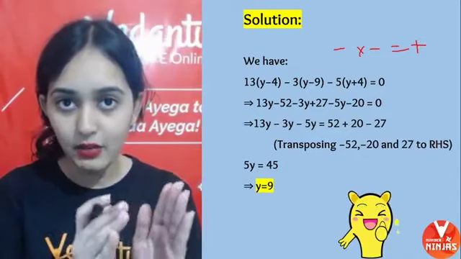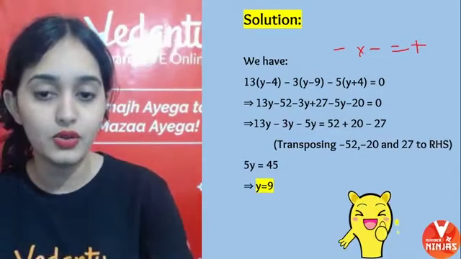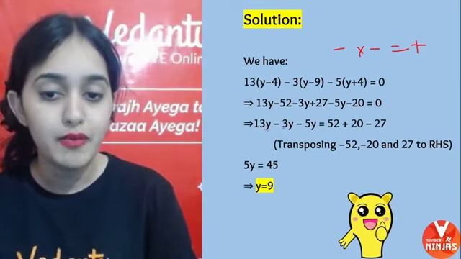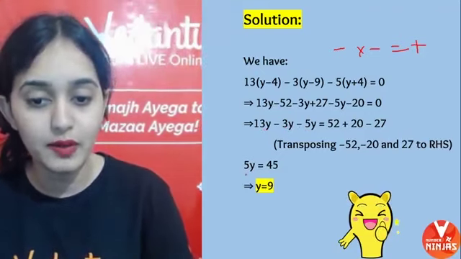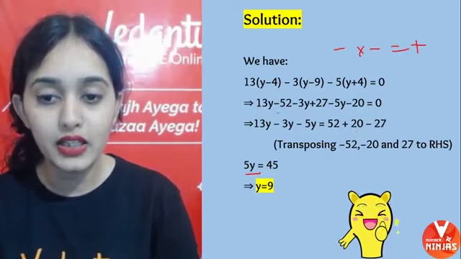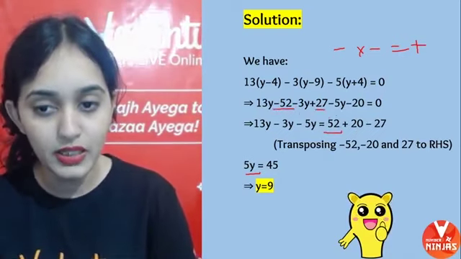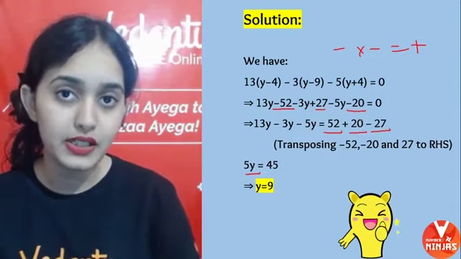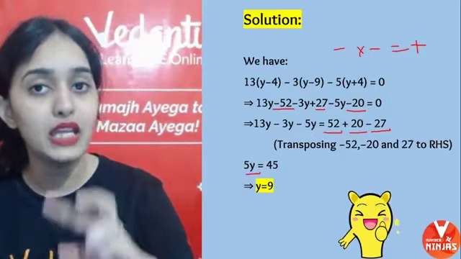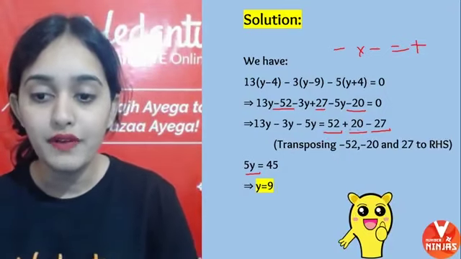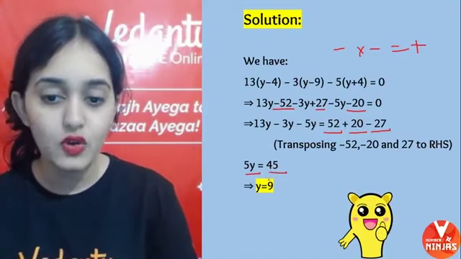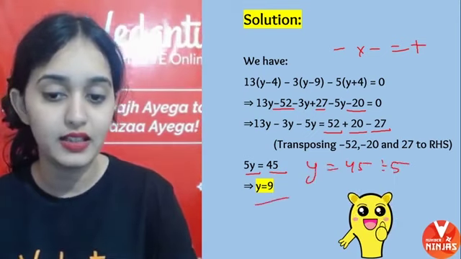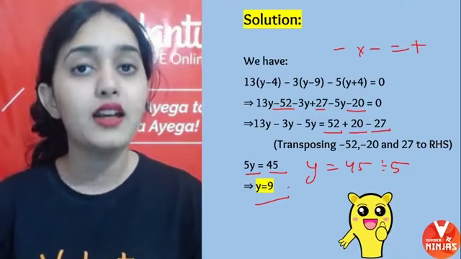Now bring all the y together, all the constants together. Okay. So 13y minus 3y minus 5y. It will become what? 13 minus 3, 10. 10 minus 5, 5. So it will become 5y. Now bring all the numericals on the other side. Minus 52 will become plus 52. Plus 27 will become minus 27. Minus 20 will become plus 20. Whenever a number goes to the opposite side, sign changes, right? Plus becomes minus, minus becomes plus. Okay. Now 52 plus 20 minus 27 is 45. So we simply get 5y is equal to 45. That means what? Y is equals to 45 divided by 5, and that is nothing but 9. So we got 9 as the answer.